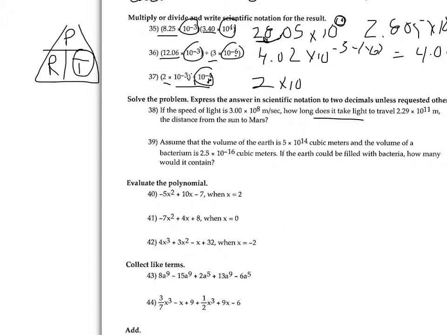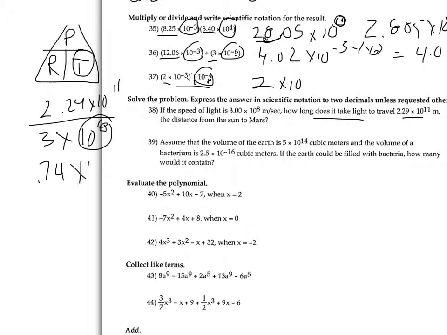So time is distance divided by rate. So right here, this is the distance, 2.29 times 10 to the 11th. This is the rate, 3 times 10 to the 8th. So this is now asking us what the question is. So how long is it going to take? So 2.24 divided by 3 is going to be, let's go with 0.74, just round that. And then here, because we have 10 to the 11th divided by 10 to the 8th, this is times 10 to the 3rd power, subtracting the 8 from the 11.